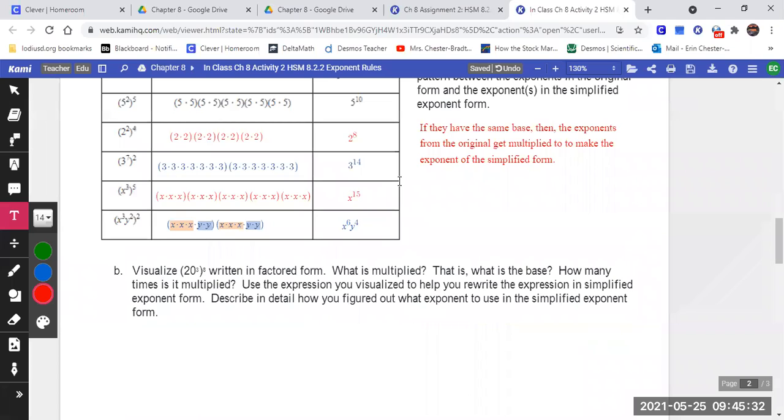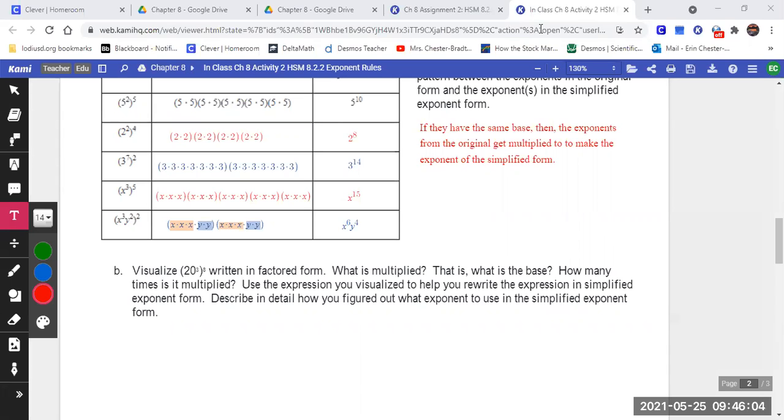So this one says, let's see, visualize 20 to the 3rd power to the 8th in factored form. What is multiplied? What is the base? How many times is it multiplied? Use the expression you visualized to write a simplified form. Describe in detail how you figured it out.